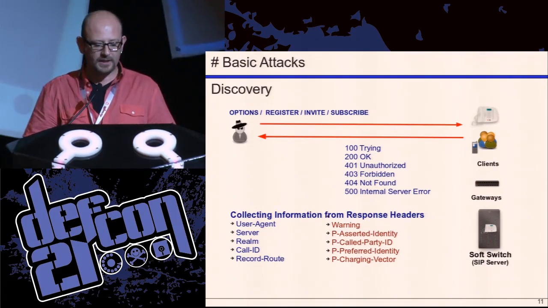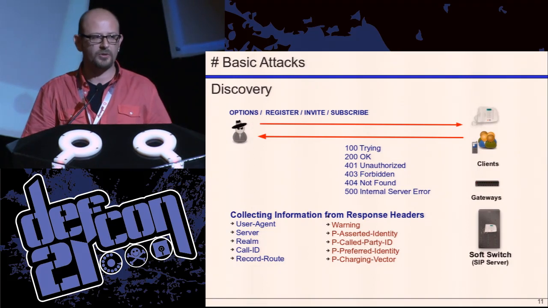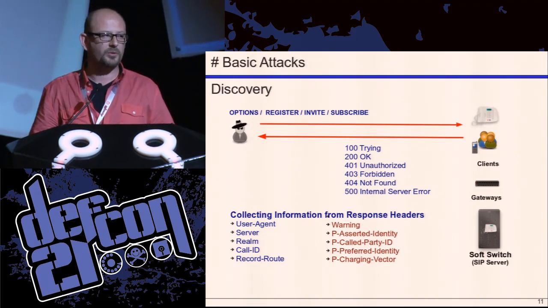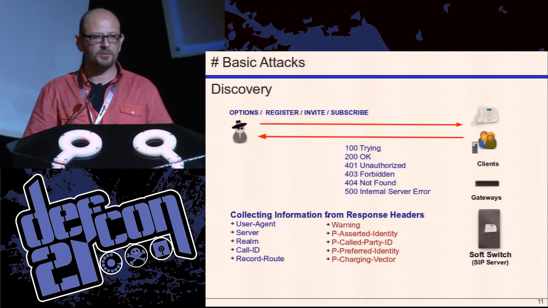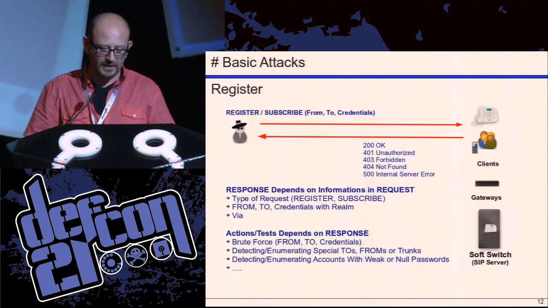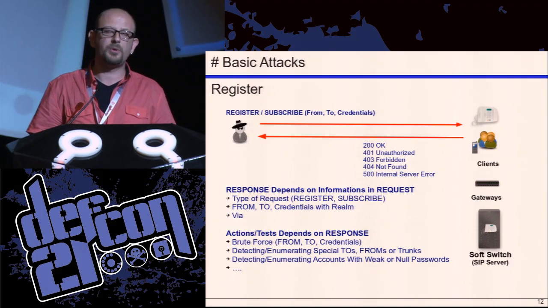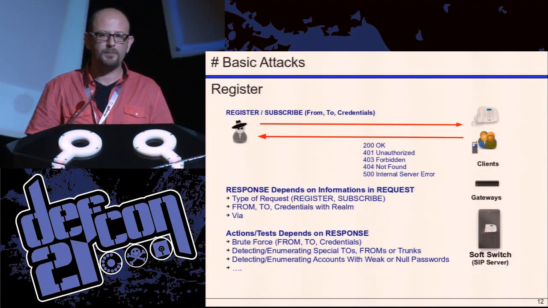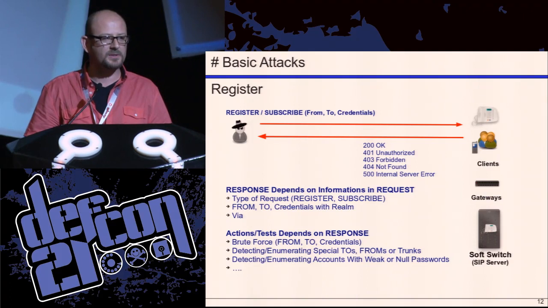Another thing is we should analyze headers in the response. On the left side, generic headers, and on the right side, proxy headers and warnings. We can collect a lot of information from these headers: MSAN devices, invoice information, remote server software, or whether it's vulnerable or not. Register is another important test because many value-added services have no authentication.